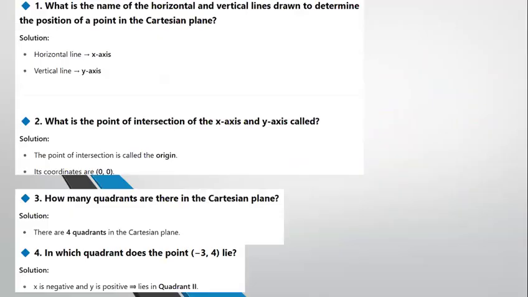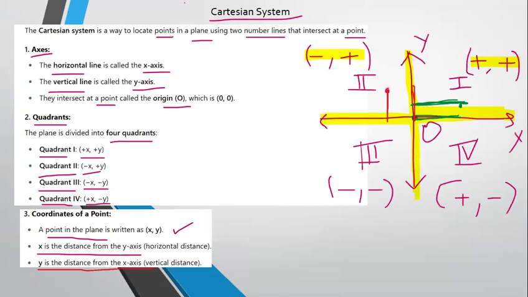So let's start with the questions based on this concept of the Cartesian system. The first question is, what are the names of the horizontal and vertical lines? The horizontal line is the x-axis and the vertical line is the y-axis. Here we can see the horizontal one is the x-axis and the vertical one is the y-axis.